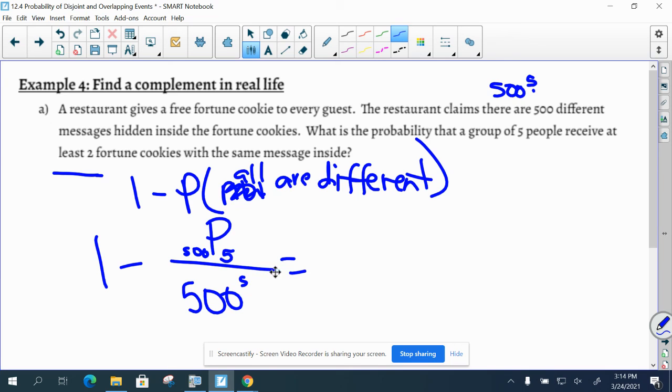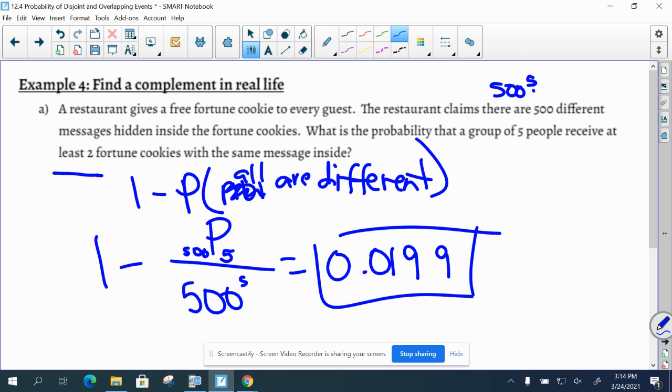So if you type that into your calculator, you'll get 0.0199. So that'd be like 1.99%. Okay, so very, very slim chance that could happen. But at least 2 cookies with the same message.